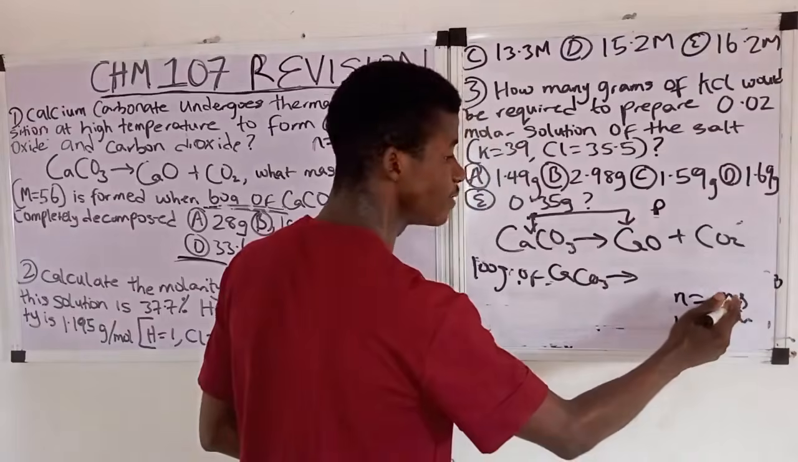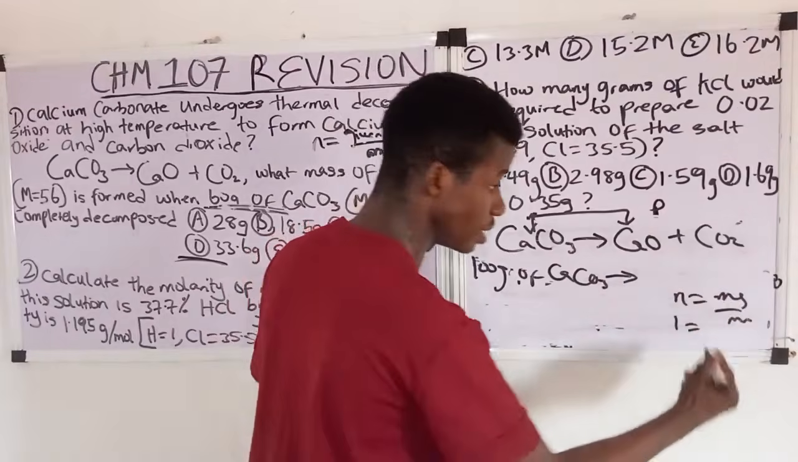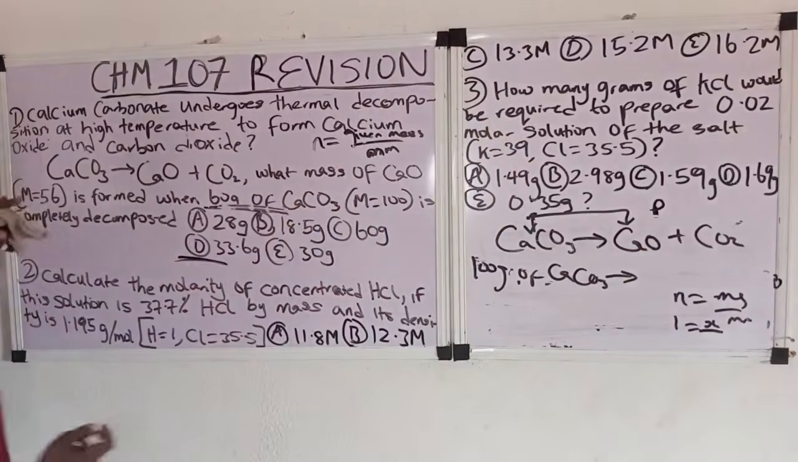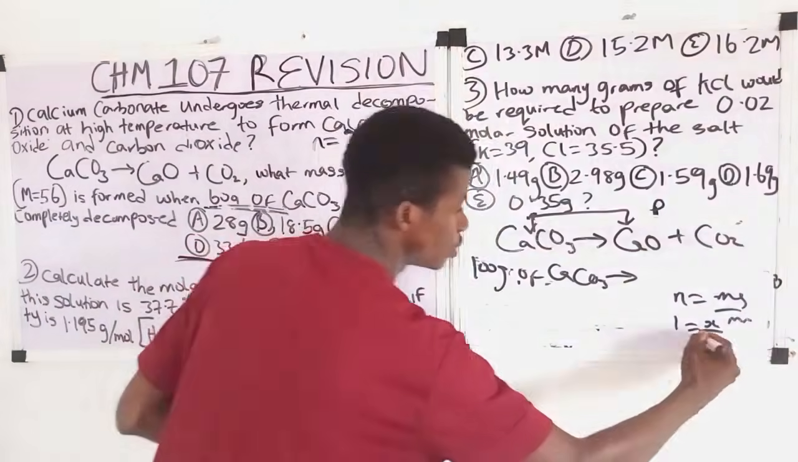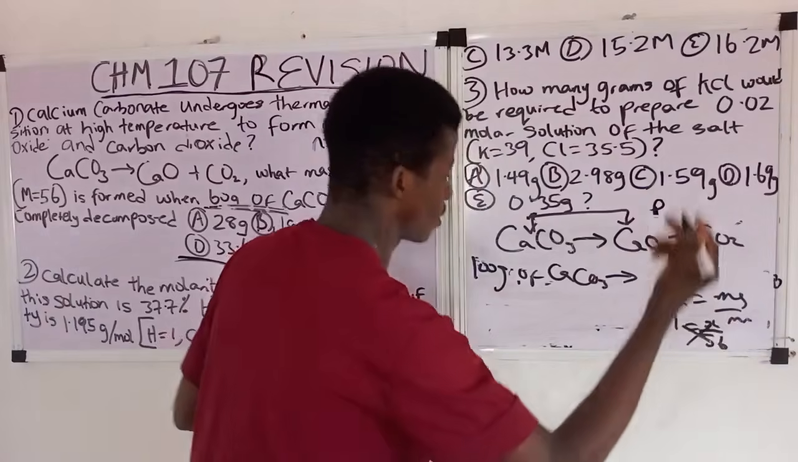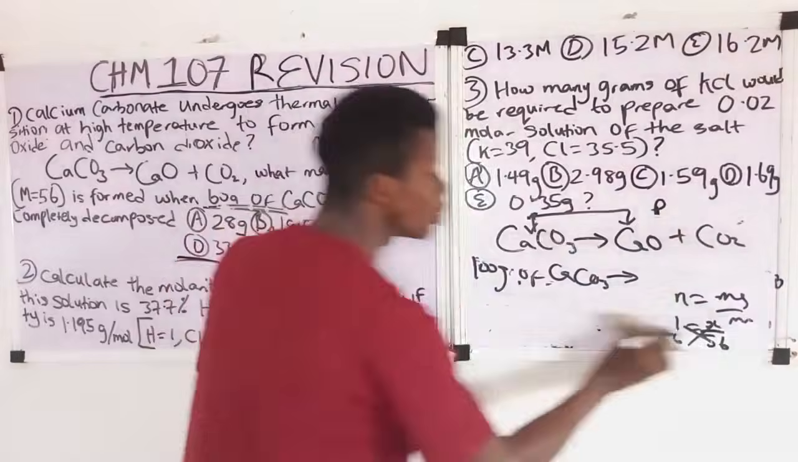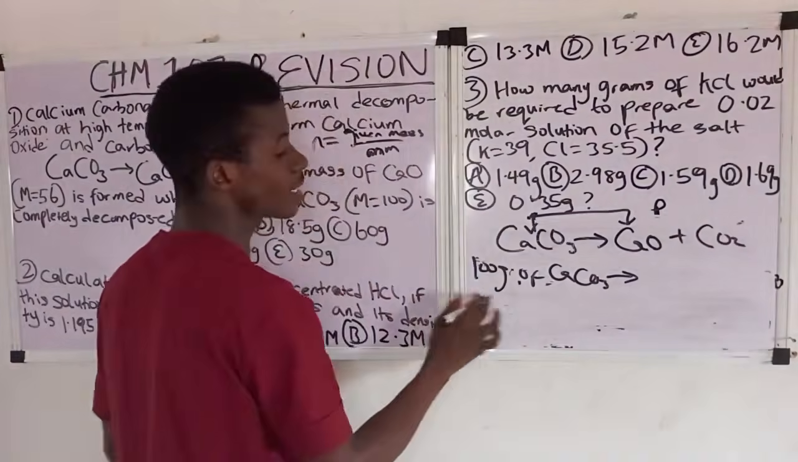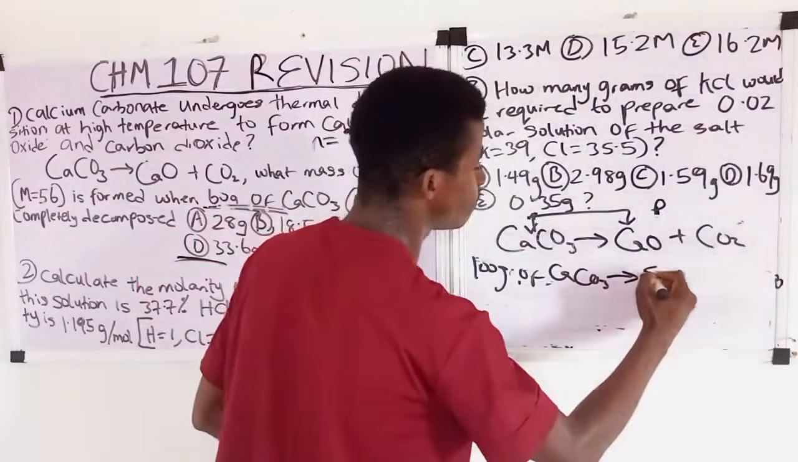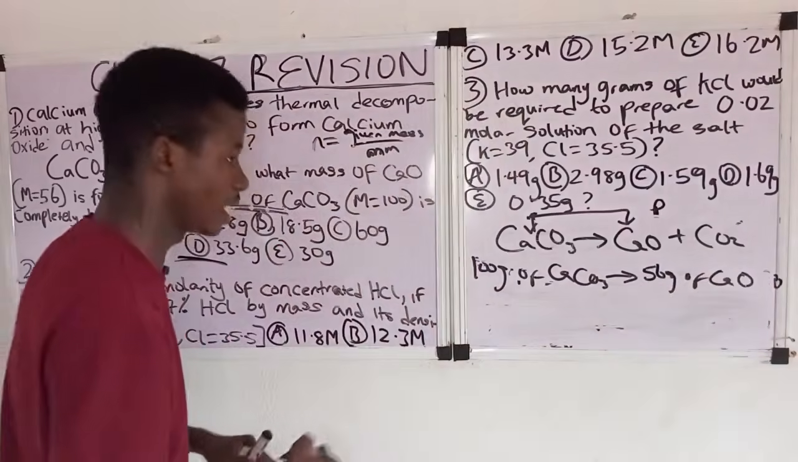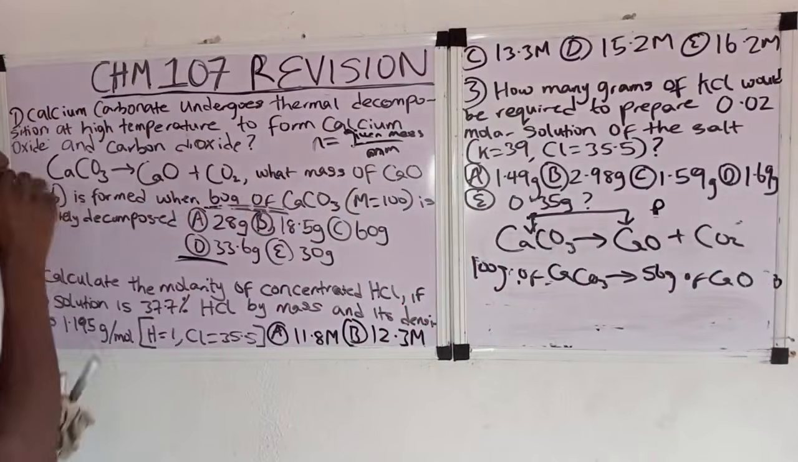Then it equals the mass. We don't know the mass, right? We put S, then divide by the molar mass of calcium oxide, which is 56. If we cross multiply, the mass of calcium oxide will be 56, right? So you say 100 gram of calcium carbonate will give 56 gram of calcium oxide, right? Yes. Then we'll go to the question.